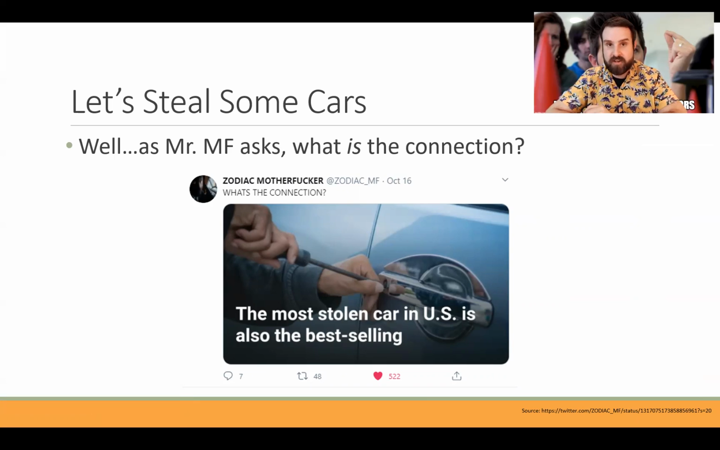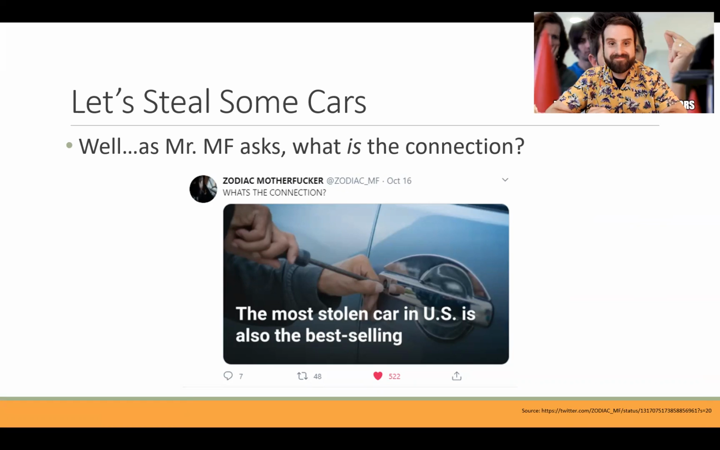What is the connection? What I want you to do here is pause the video. Actually pause the video. I've put a comment beneath it. I would like you all to take just a minute to respond in writing to this slide. What is the connection between a car being the best selling and the most stolen? Just put a little line. Don't read anybody else's comments, just put your own, okay? And I want to see what folks say. So actually pause the video and just take a minute to reply to my comment below the video. Thank you.